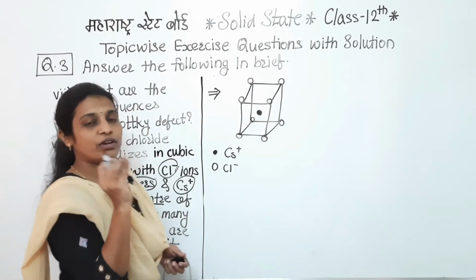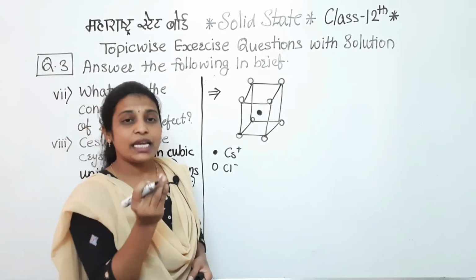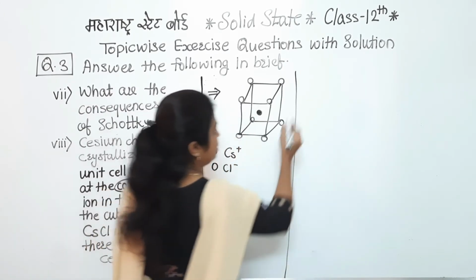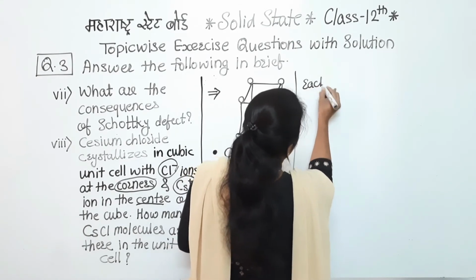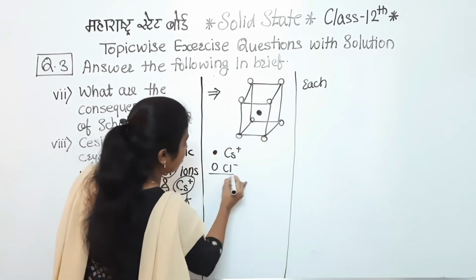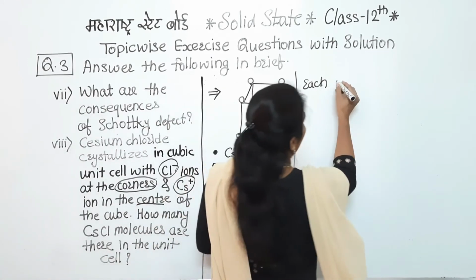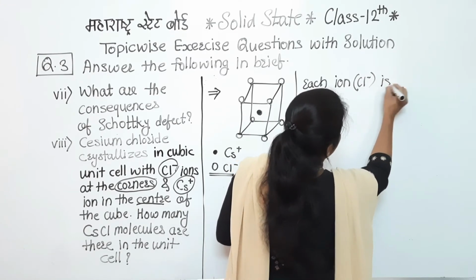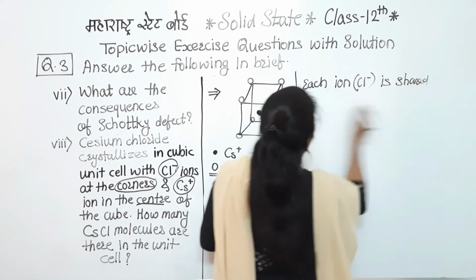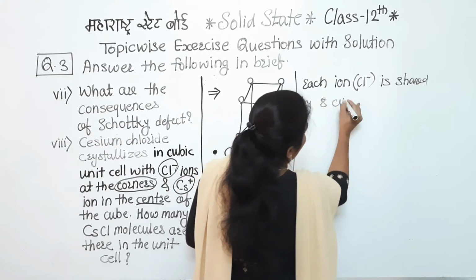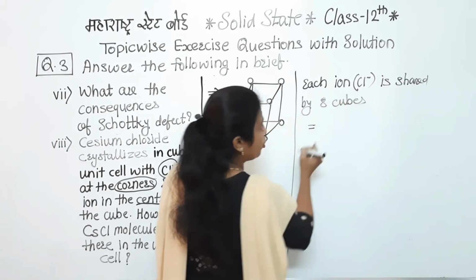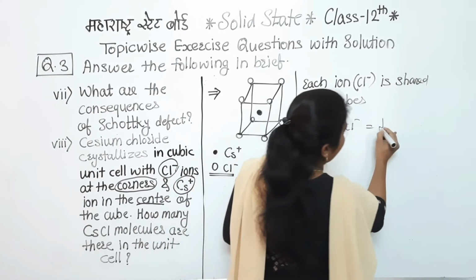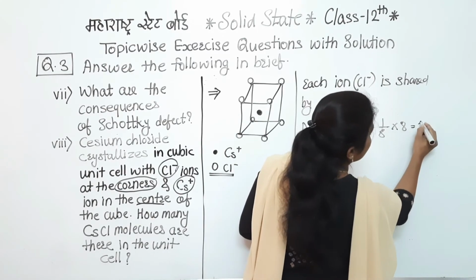As we know, whatever particle is present at the corner is shared with 8 other cubes. So here one by one we will write. Now see, instead of particle we will write ion. Each ion, that is Cl minus, is shared by 8 cubes. So what will happen? The number of Cl minus will be 1 by 8 into 8, and that is nothing but 1.